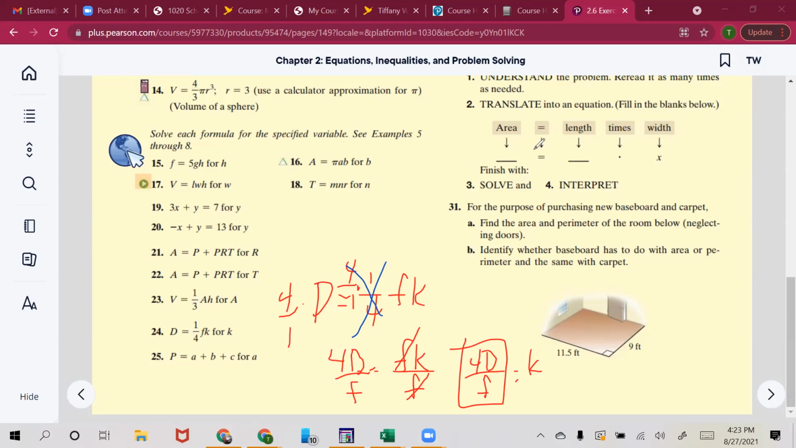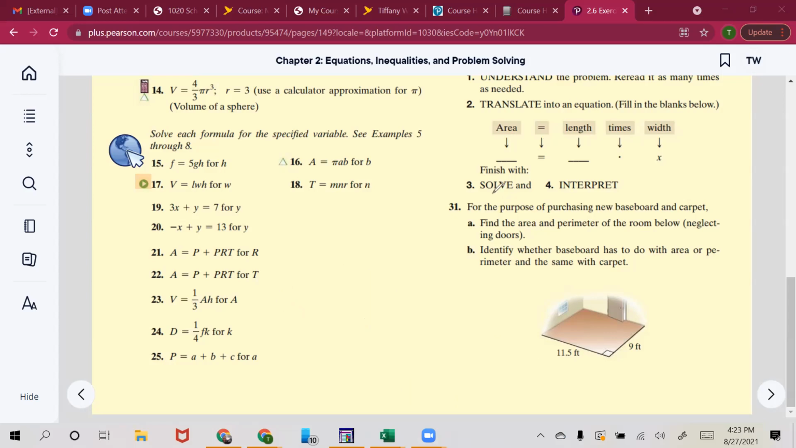Do I see anything else that looks cool? No, I think I'll leave it at that for solving formulas, because I'd really like to get into the word problem portion of this, because I know you would too. Again, guys, it takes practice to get good at these. So you're going to see this on the homework. You're going to see this on the lab that we're going to do on Tuesday. So don't forget about that.